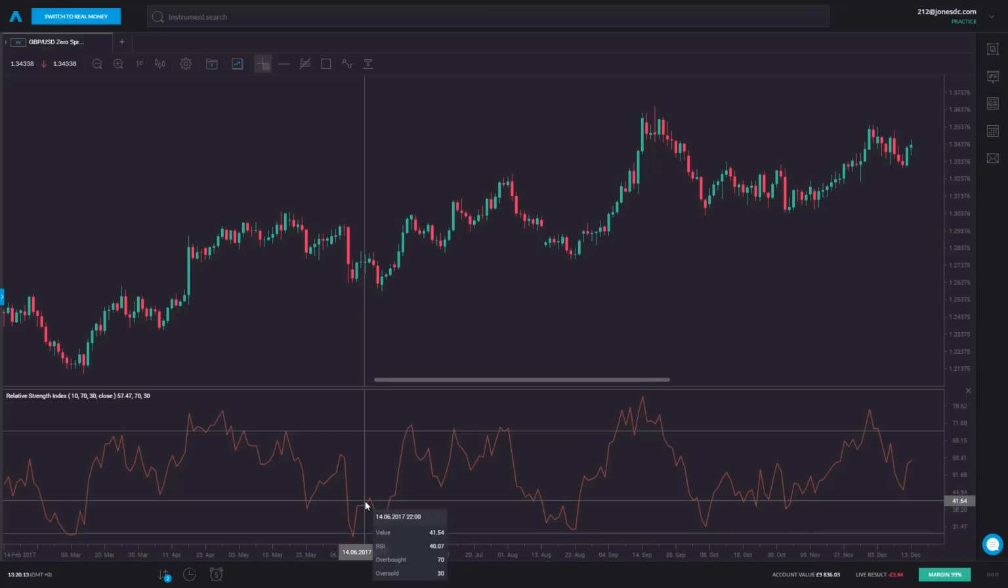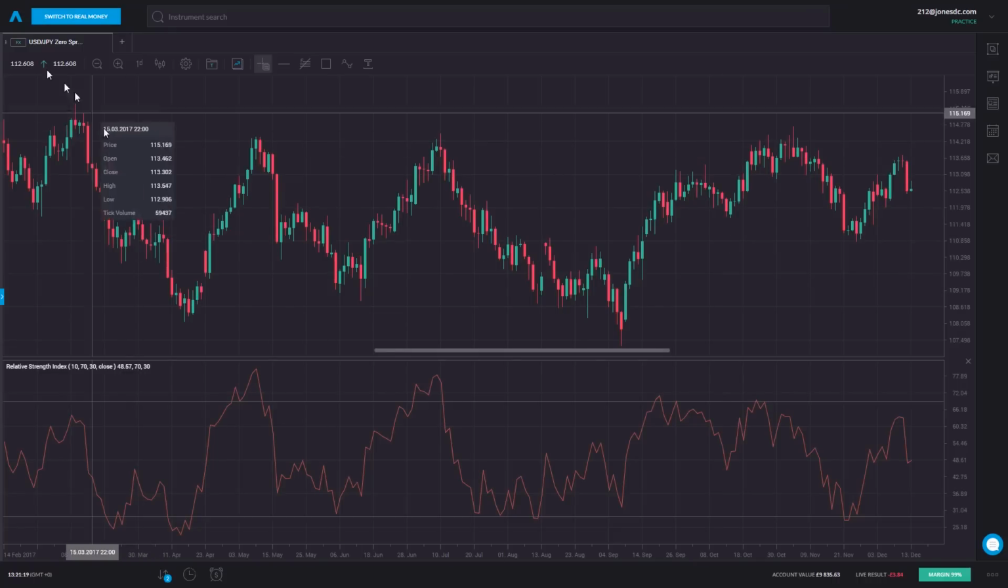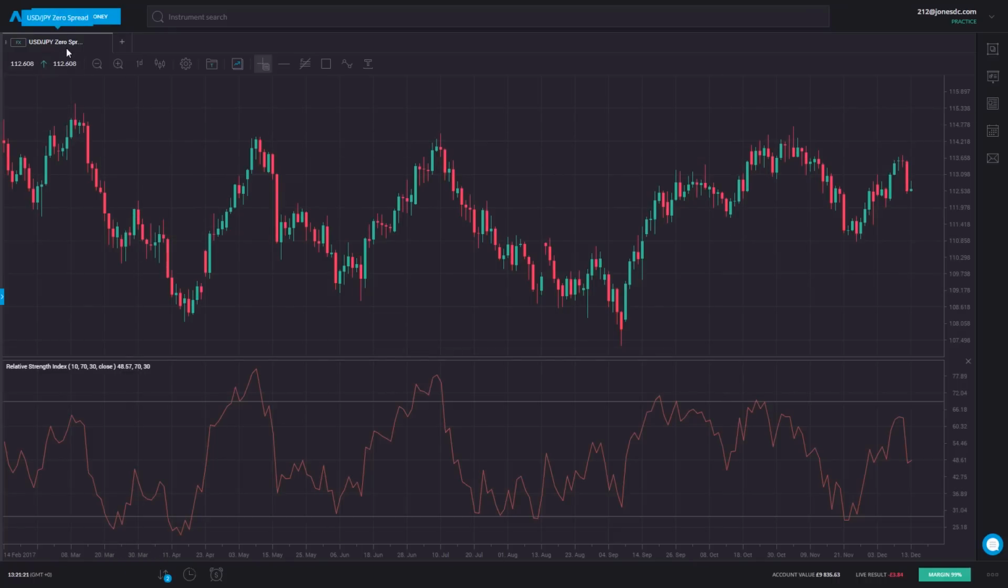Let me see if I can find an example of bearish divergence. So I flipped this chart to dollar yen now. So dollar yen, zero spread, again a daily chart, again 10-day RSI. So we have the usual overbought, oversold, and so it goes on. It's not worked too badly. The last oversold signals were down here for dollar yen, third week in November.